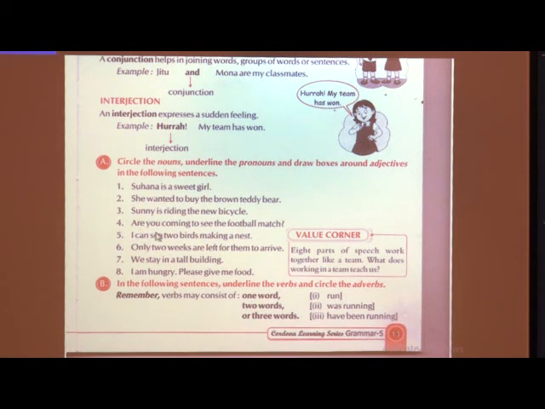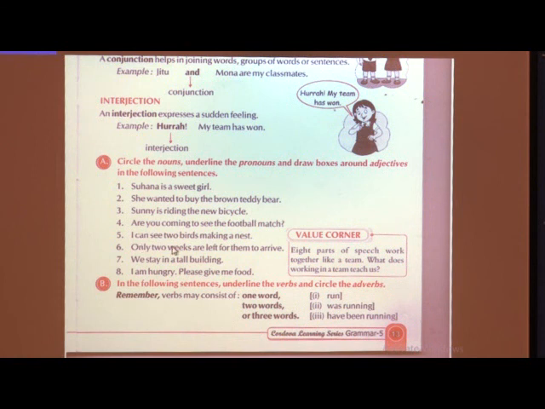Next, are you coming to see the football match? Here, which is a noun? Tell me, which is a noun over here? Yes, the noun is football match. Why? Football match could also be an adjective, because we are describing the noun match, and football is a noun. So, football match, you can circle it as a noun. And which is a pronoun? You. You is a pronoun. So, underline you and circle football match.